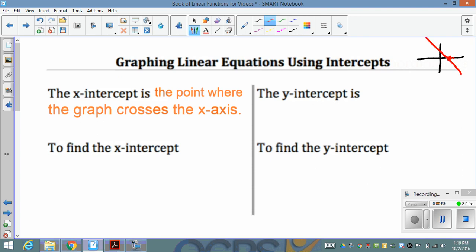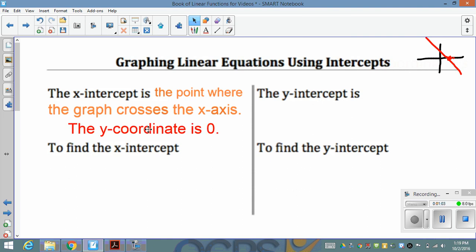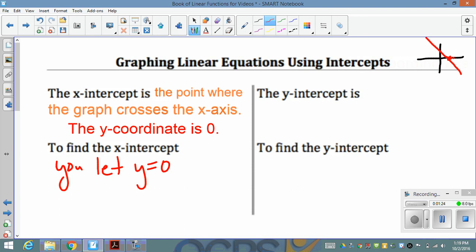Now, notice that at that point, my y value is 0. The reason my y value is 0 is because I haven't gone left or right any. So your x-intercept is the point where the graph crosses the x-axis, and at that point, your y-coordinate is 0. So the way to find the x-intercept is to let y equal 0, so substitute 0 in for y, and solve for x.